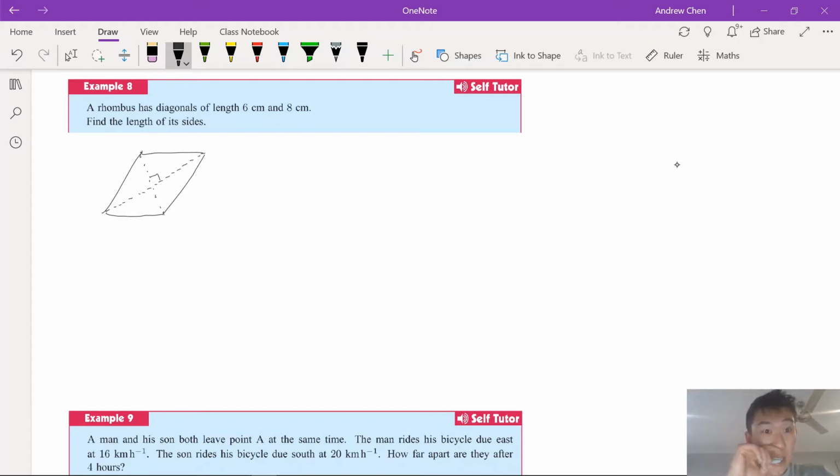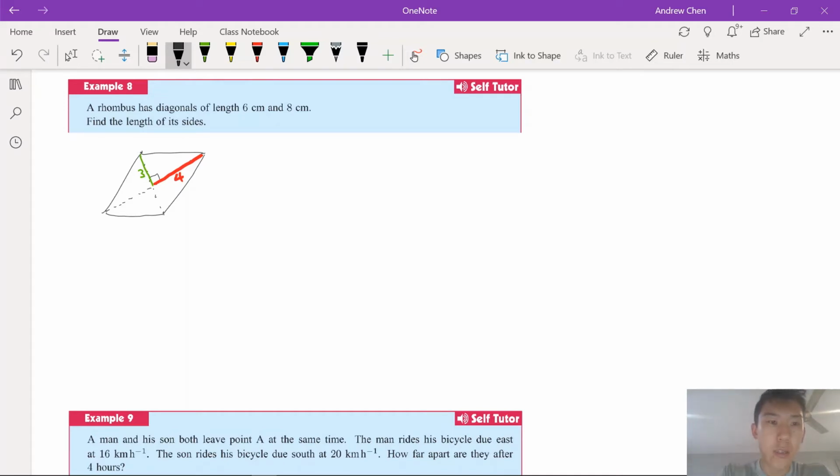So it's told us that one of the diagonals is 6 and the other is 8. So if we halve each one, this has to be the short diagonal, just by looking at it. And if the full diagonal is 8, then this red one has to be 4. So that's a few things we need to know before we are able to solve this question.